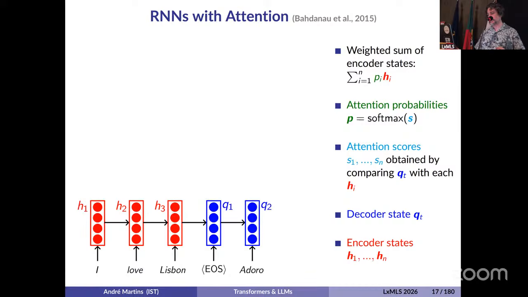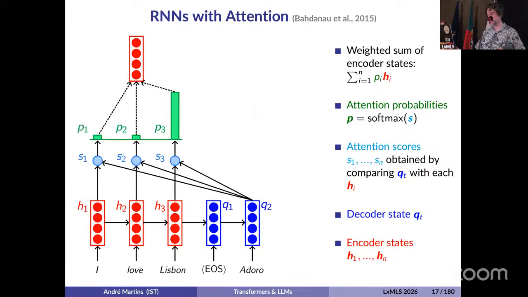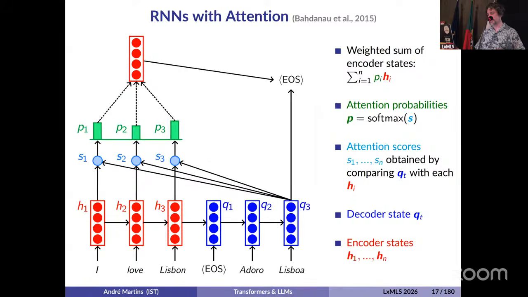And then because this is an autoregressive model, we provide adoro as the word in the next time step and repeat the process. This time we're going to attend more on the word Lisbon. So this weighted average is going to be very concentrated on this vector. And as a result, this is going to generate the Portuguese word for Lisbon. And later it's going to generate the end of sentence and we are done. Any questions about this process?